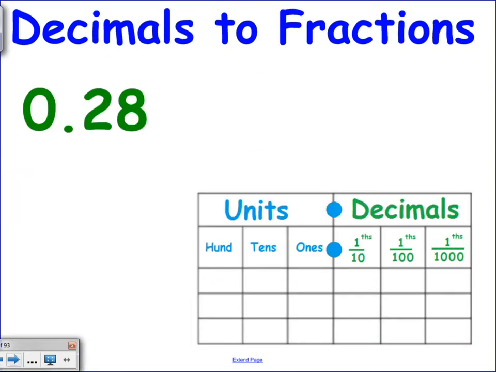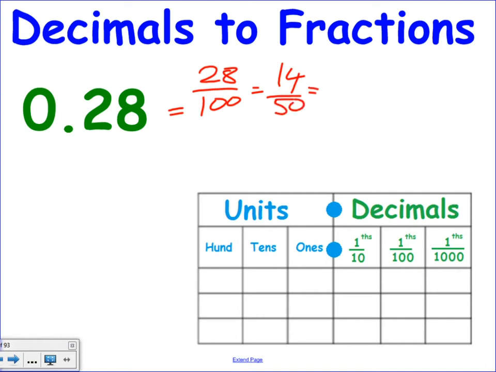Okay? So let's have a look at this then. Decimals to fractions. I've got 0.28. What does 0.28 mean? 28 over 100. I simplify it, it becomes... Can I simplify it again?